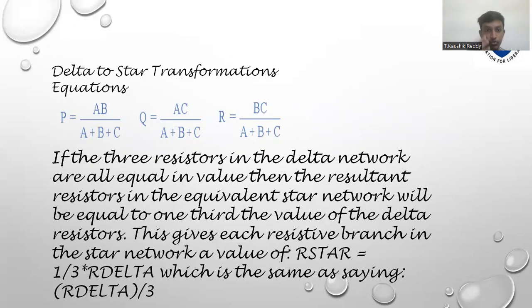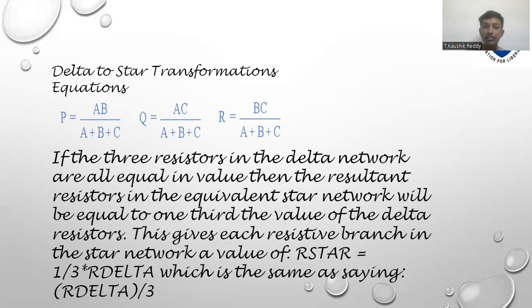So delta to star transformation equations. These are the equations to transform from delta to star. P is equal to AB by A plus B plus C. Q is equal to AC by A plus B plus C. R is equal to BC by A plus B plus C.